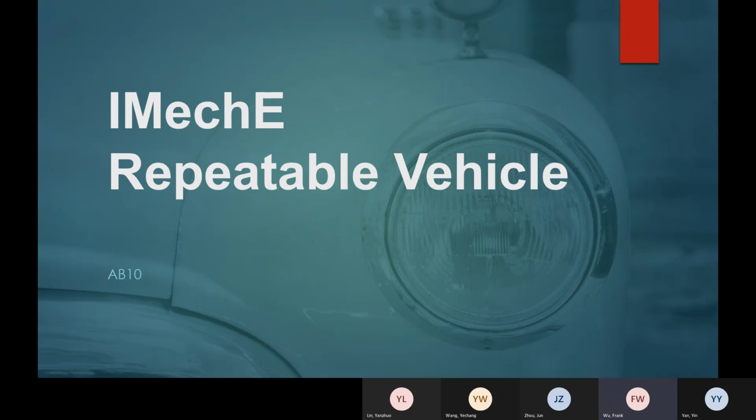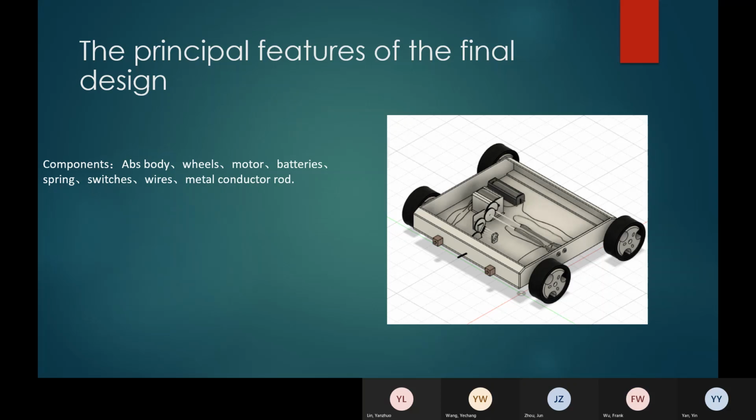Mechanical engineering repeatable vehicle. Now I'm going to talk about the components of the car. The external and internal body of the car consists of an ABS body, a high-speed motor, a battery, a spring, a metal conductor rod, two switches, four wheels, and some wheels.